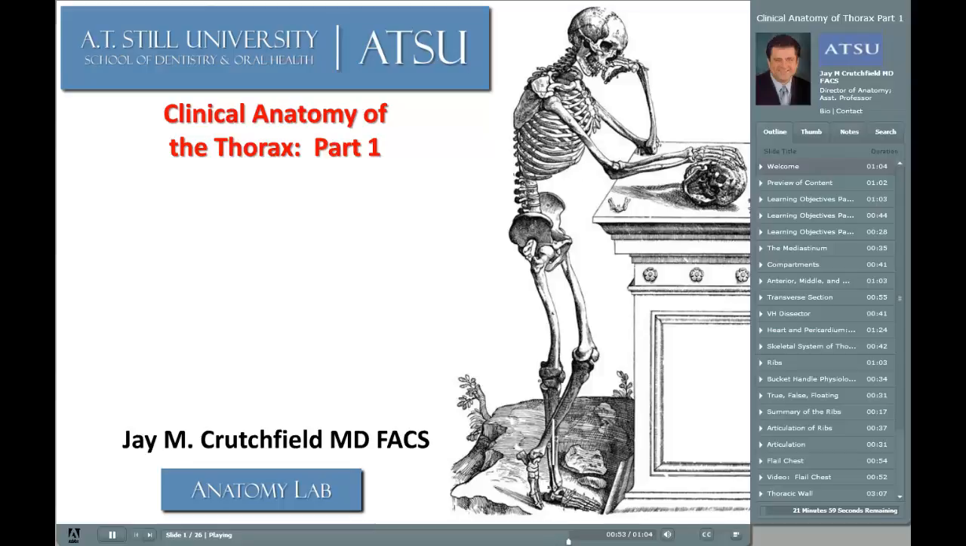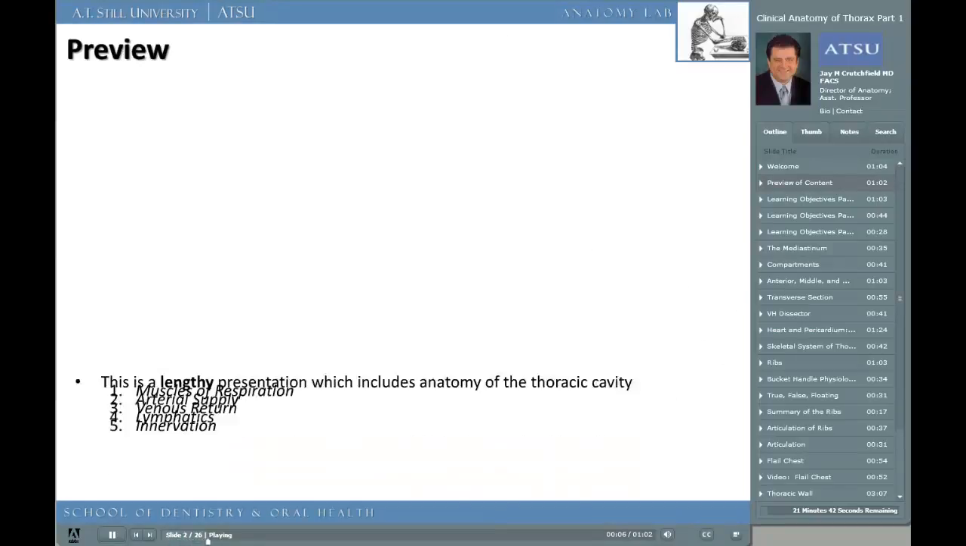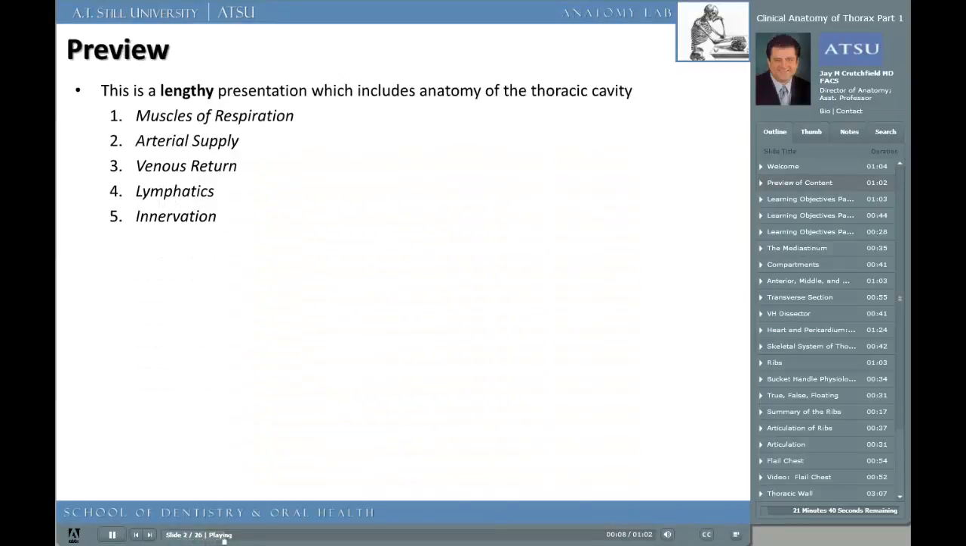Welcome to this presentation on Clinical Anatomy of the Thorax, Part 1. Here we will begin the review of the anatomy and the compartments of the mediastinum. This is a very lengthy presentation which includes not only a review of the anatomy of the thoracic cavity, but links to multiple videos re-emphasizing the clinically necessary thoracic anatomy.